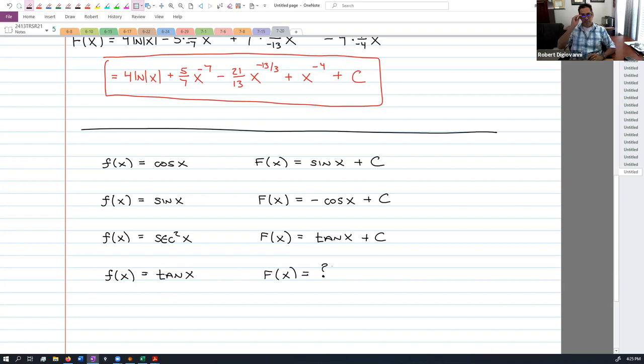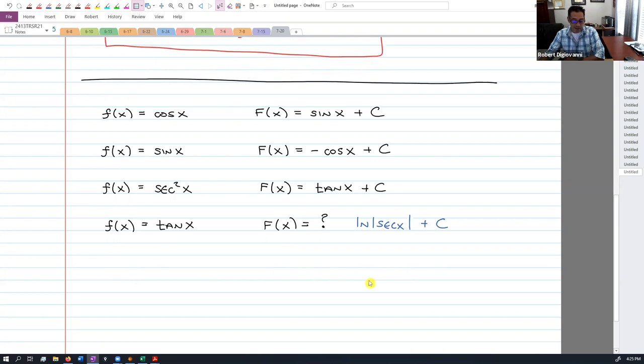Would you like to know what it is? I'll tell you. It's actually the natural log of secant of x plus c. Now, you would never think that, but we can check it by taking the derivative. So let's try this. What is the derivative of natural log of something? 1 over that something times the derivative of that something. Times the derivative of secant x. What's the derivative of secant x? Secant x tangent x. And now your secants cancel and you're left with tangent x.